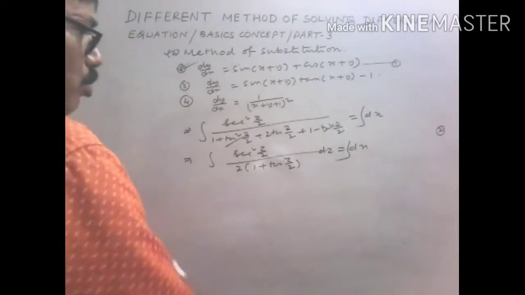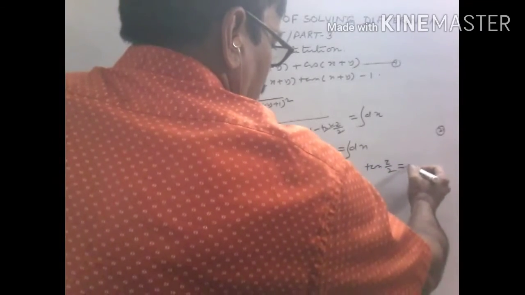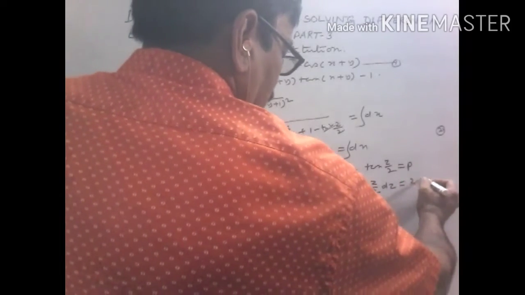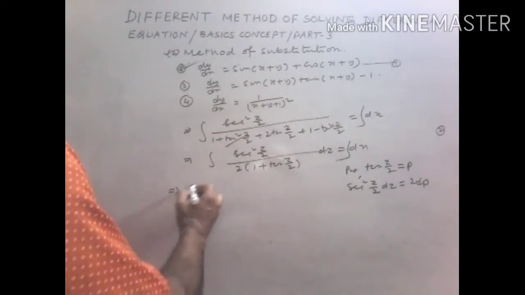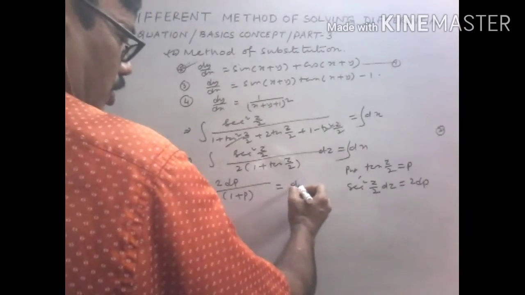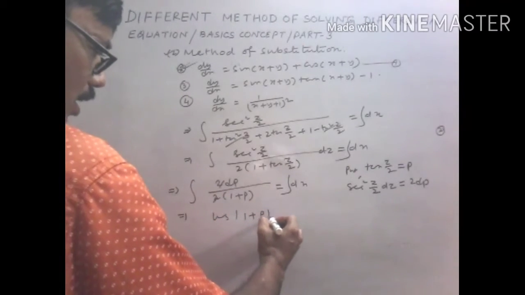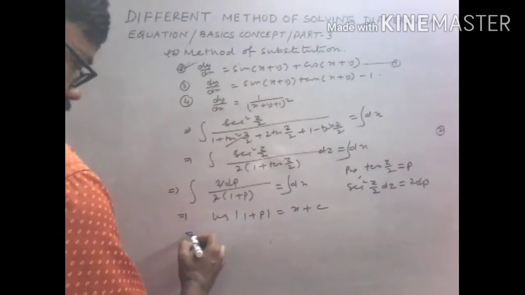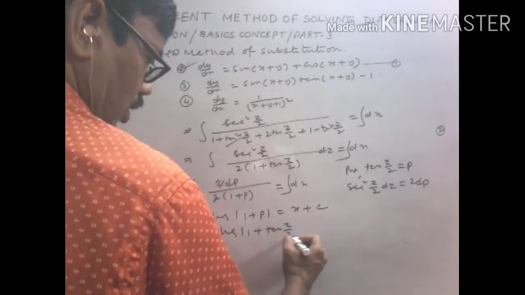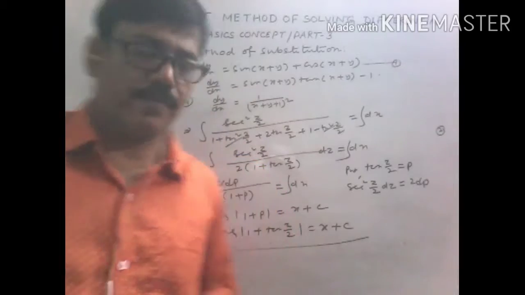So the derivative of tan(z/2) is sec²(z/2). So put tan(z/2) equals p. So sec²(z/2) into half, so on the right hand side it will be 2 dp. So this is 2 dp by 2 into (1 plus p) equals dx. Now it is in standard integration, log(1 plus p) equals x plus c. So log(1 plus tan(z/2)) equals x plus c, which is the general solution.